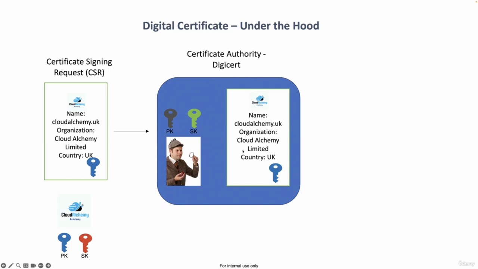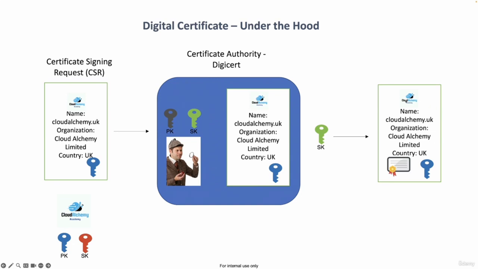And once they are happy with this whole thing, they would say, okay, yes, I can stamp it, and they will stamp it, or encrypt it, with their private key. So the CA will use its private key to generate a digital certificate. So this is how a digital certificate of Cloud Alchemy UK would look. Whenever a client sends a request to Cloud Alchemy UK, this is the certificate that would be passed back to the client, right?